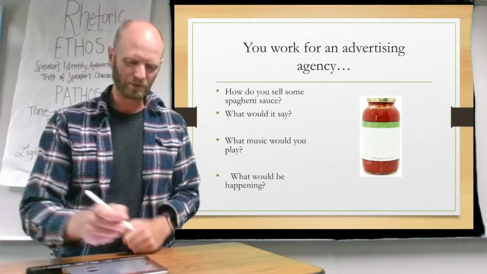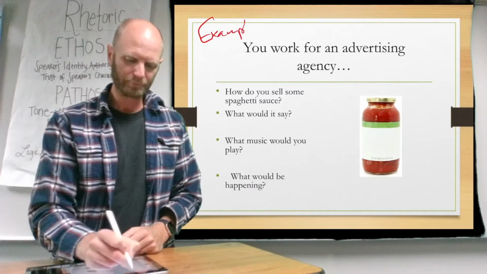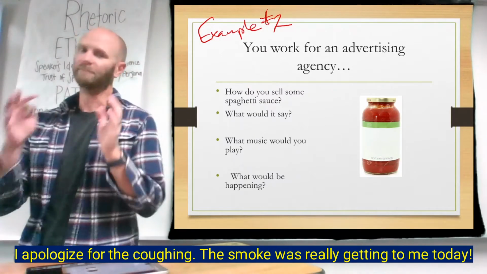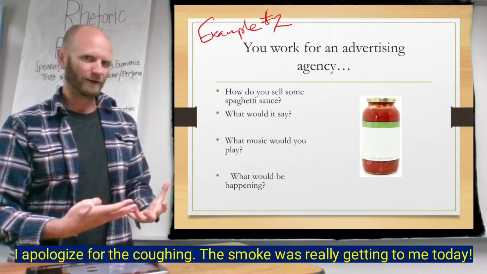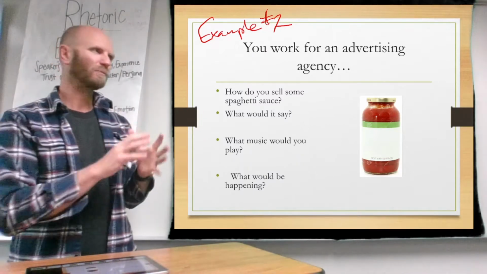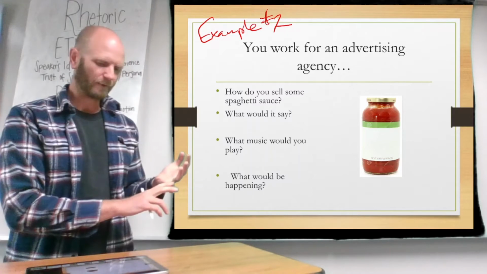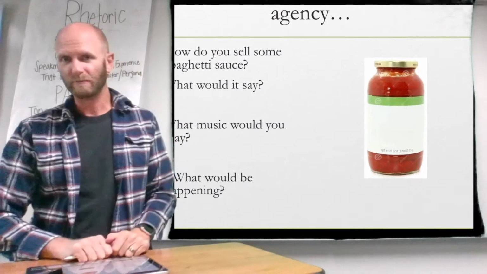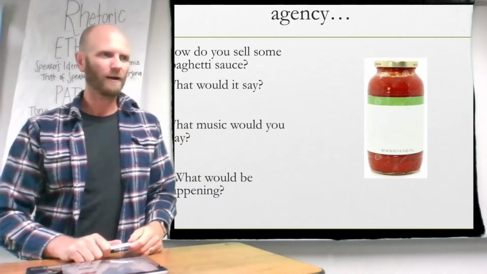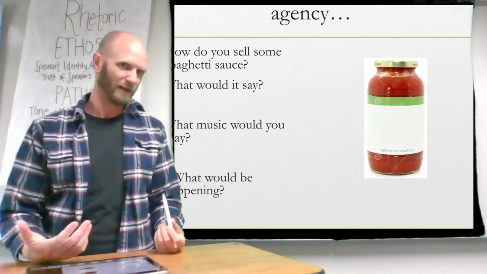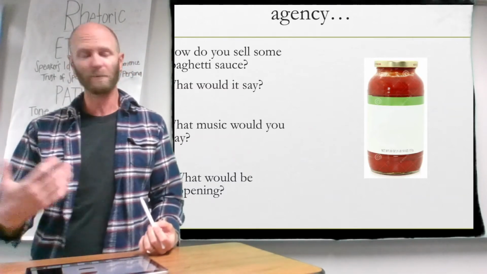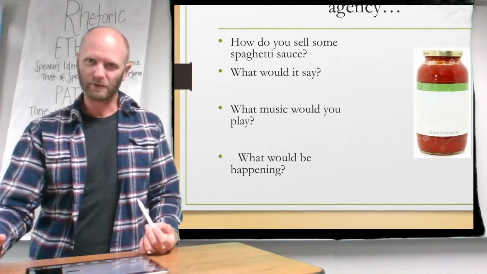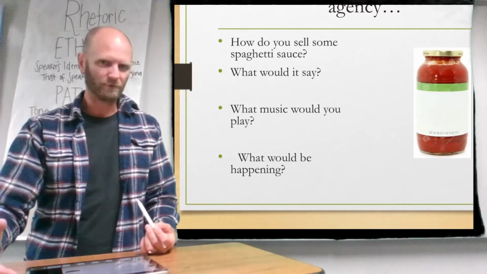So I'm gonna go through example number two. Say you work for an advertising agency, right? You have a company, and your sole job is to sell a product, to create a commercial that then makes someone buy it. How would you sell spaghetti sauce? Spaghetti sauce is just tomatoes and maybe a few seasonings in a jar. It's ridiculous how many different brands of spaghetti sauce there are, because you would think it would be pretty standard. But then, of course, every company wants to have their own. So how do you advertise it?